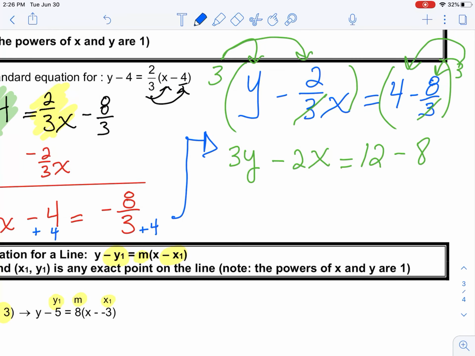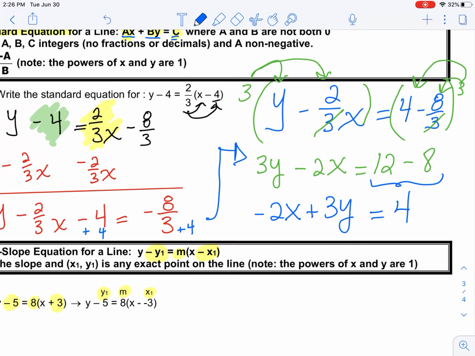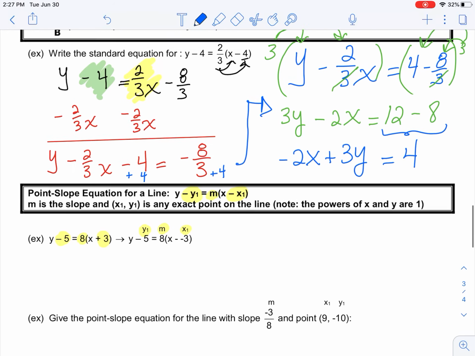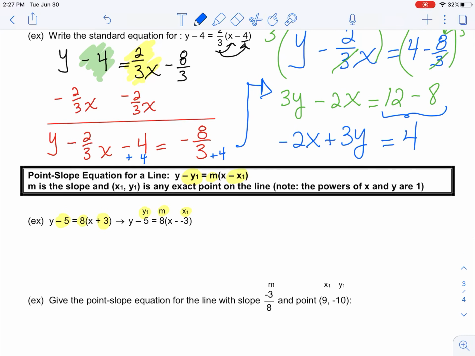All right, so now 12 minus 8. So I'm going to go ahead and move the ax in front, and then the positive by, which equals c. So much easier if you would have cleared the fraction in the beginning. My apologies. Won't do it again. Maybe. All right, so that was a bit of a process. So in the beginning, let's go ahead and remember to clear that fraction. It'll save you some time and on the workload.